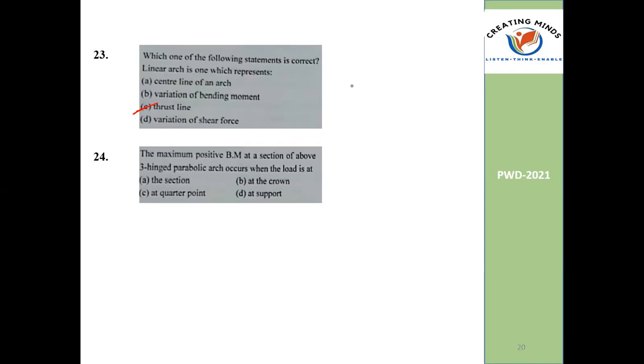See, when you are considering an influence line, what are you doing? You are going to consider a section. If it is an influence line, you take a section and compute the values at that particular point. Yes, the answer is A. Please don't write crown, it is section. Please take a note. The maximum positive bending moment at a section of a three-hinged parabolic arch occurs when the load is at the section. Whenever there is load at that particular point, you may expect the positive bending moment. It is an influence line concept at a section only in arches.